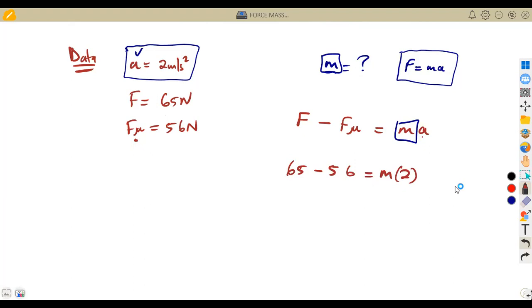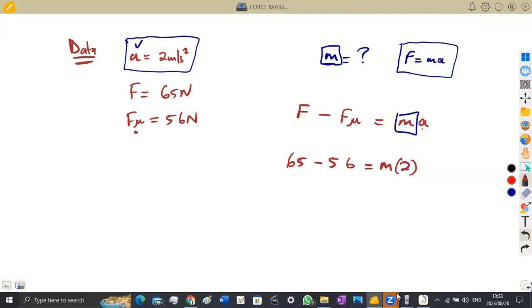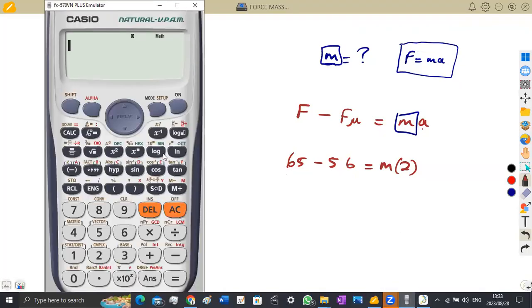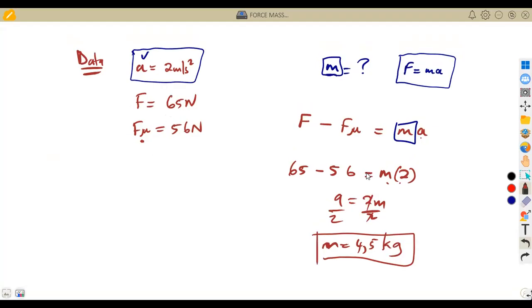All right, so if we are to subtract this one here, let me see if we can just have the calculator at once. So this is going to give us what? 65 minus 56, which is going to be 9. Yeah. So 9 is equal to 2M. So you can divide by 2 both sides. That's our M, 4.5. Is that so? Yeah, it's 4.5. And our mass is measured in what? Our mass is measured in kgs. Yeah, so that is how we can have this one.